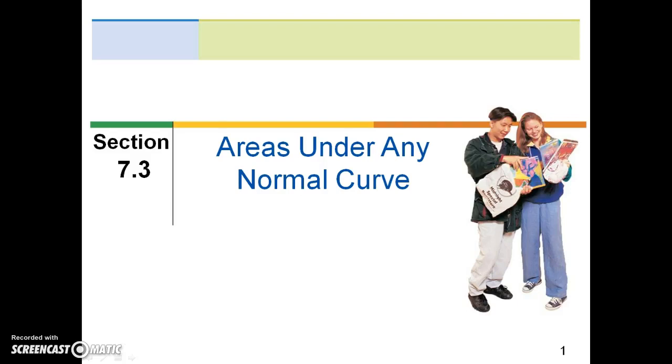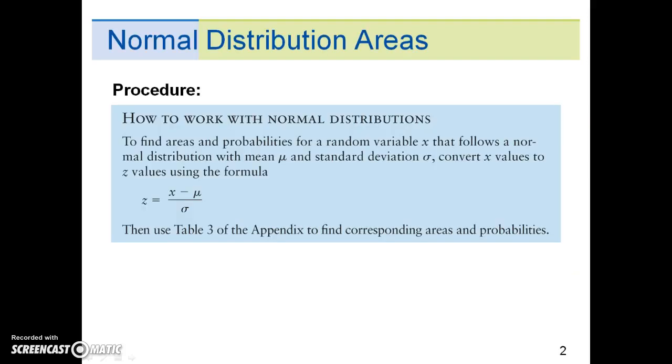Section 7.3 shows how to calculate the areas under any normal curve. The procedure is as follows. To find areas and probabilities for a random variable x that follows a normal distribution with mean mu and standard deviation sigma, convert x values to z values using the formula.